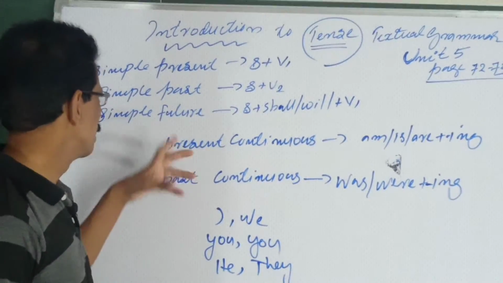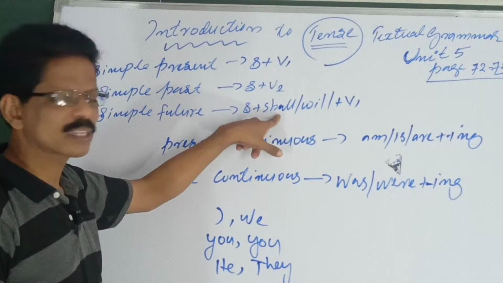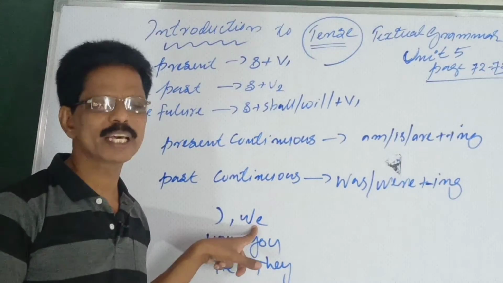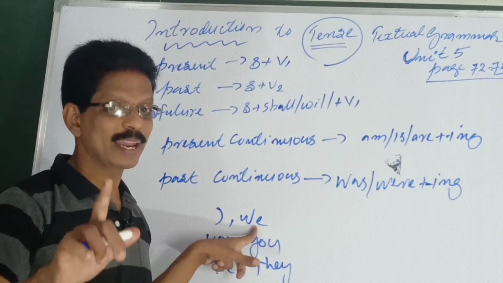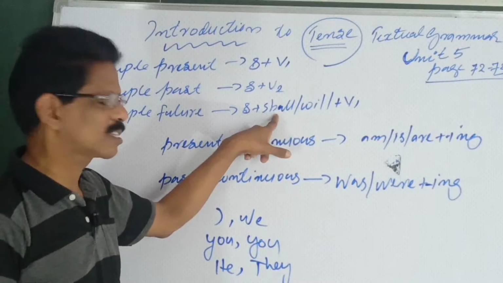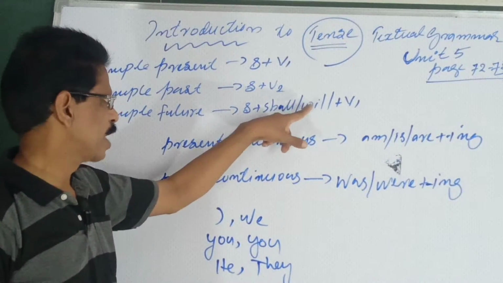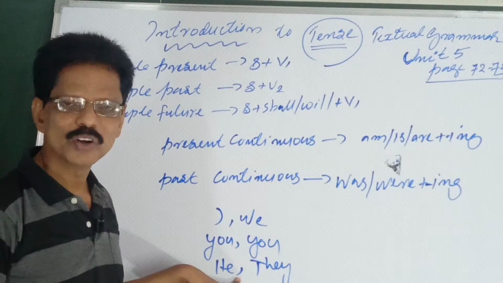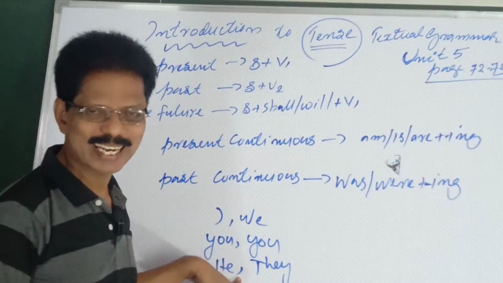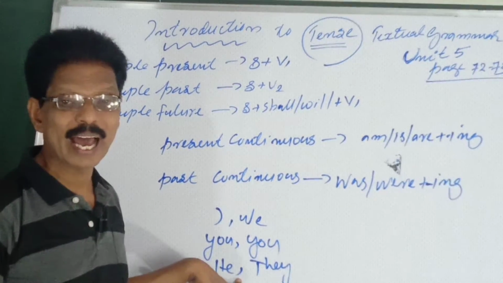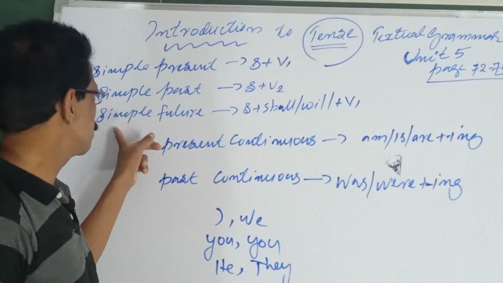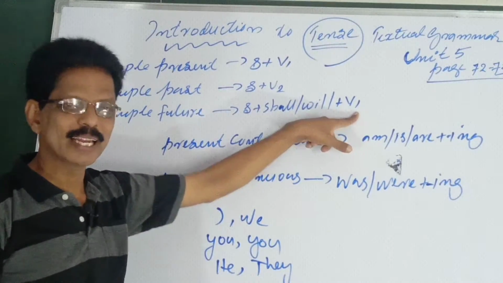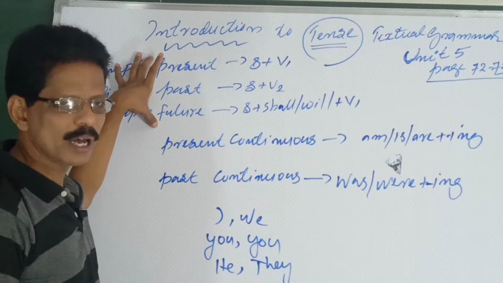So shall with the first person: I shall, we shall. Nowadays much difference is not there between shall and will in language, but in grammar you must learn that shall goes with the first person, don't forget, and will with the second and third persons. I repeat, shall with the first person and will with the second and third persons, both singular and plural. So simple future is subject plus shall or will plus V1. That is simple. Present simple, past simple, future simple.